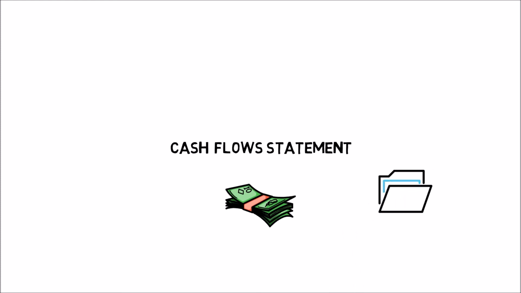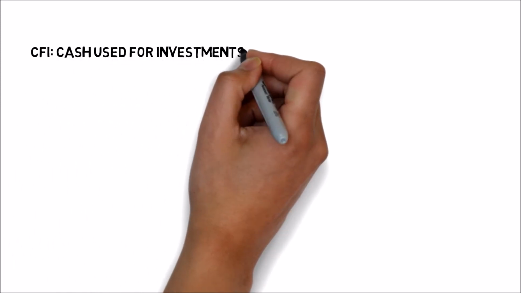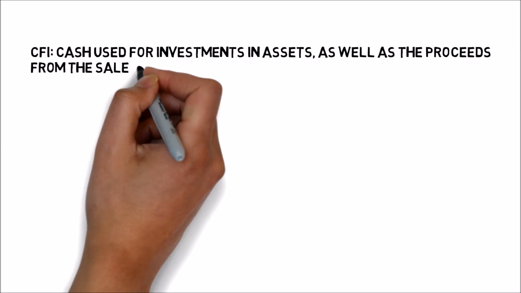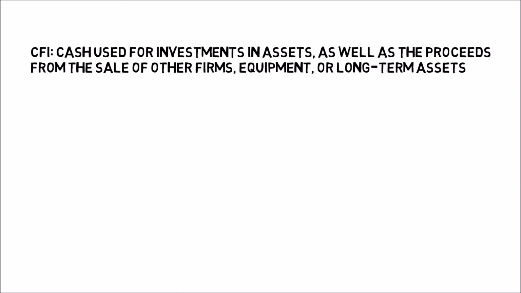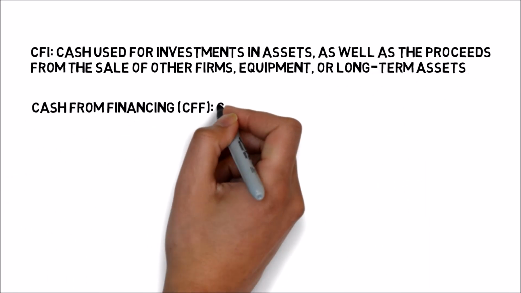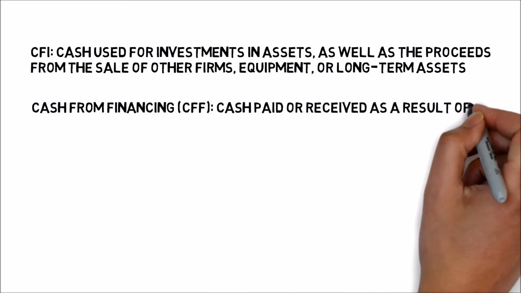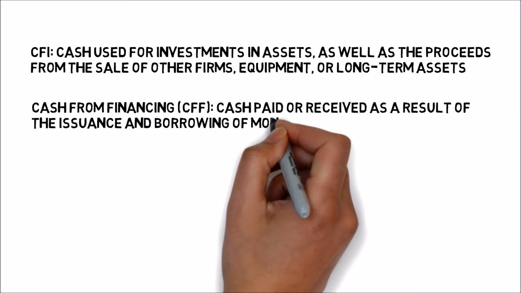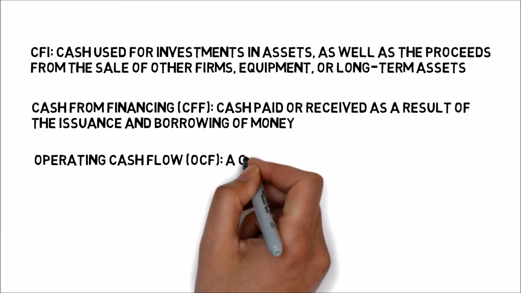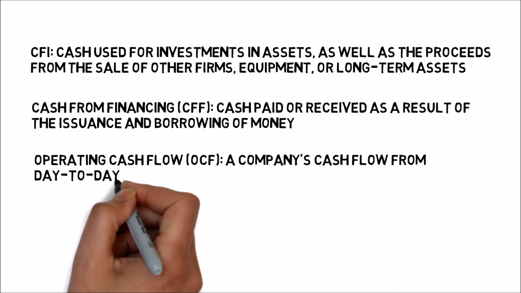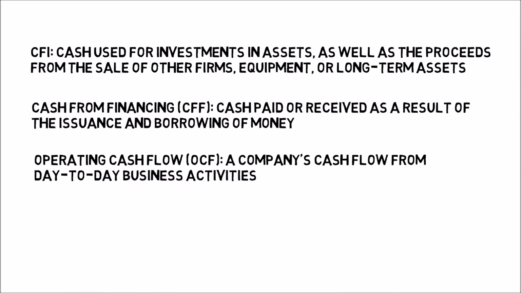Cash flow statement. The statement of cash flows is a chronological report of a company's inflows and outflows over time. CFI, cash flow from investing, is cash used for investments in assets, as well as the proceeds from the sale of other firms' equipment or long-term assets. Cash flow from financing, CFF, is cash paid or received as a result of the issuance and borrowing of money. Operating cash flow, OCF, is a company's cash flow from day-to-day business activities.